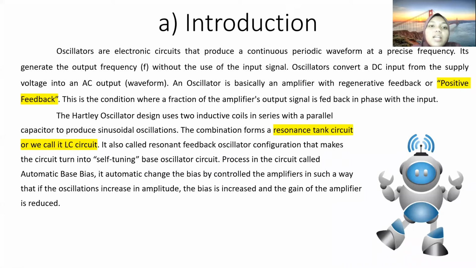Oscillators are electronic circuits that produce a continuous periodic waveform at a precise frequency. It generates the output frequency without the use of an input signal. Oscillators convert a DC input from the supply voltage into an AC output waveform.